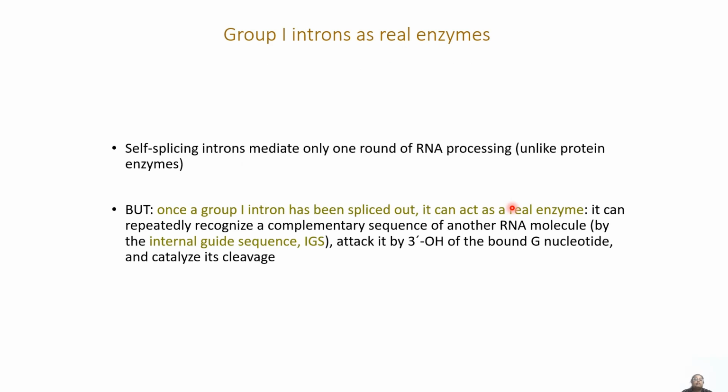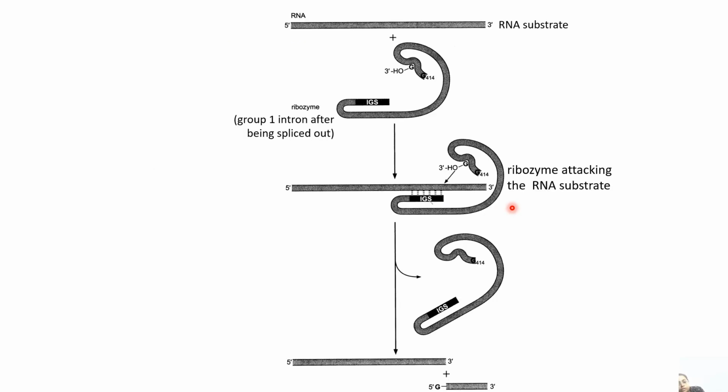So group 1 introns as real enzymes. Self-splicing introns mediate only one round of RNA processing, unlike protein enzymes, but once a group 1 intron has been spliced out, it can act as a real enzyme. It can repeatedly recognize the complementary sequence of another RNA molecule by the internal guide sequence, IGS, attack it by 3' OH of the bound G nucleotide and catalyze its cleavage.